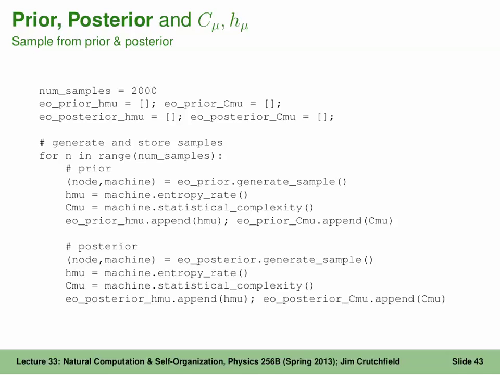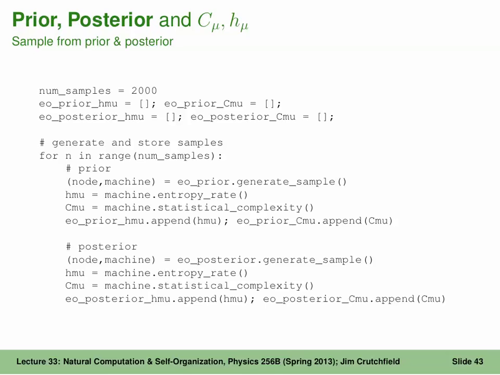And so here's very compact code. What we're going to do all on one slide is get samples for H mu and C mu from both the prior and the posterior, and then we're going to look at plots of them to give you a sense. I'm not going to worry about the transition probabilities, but just the functions at this point.